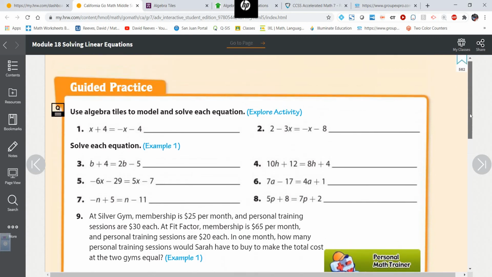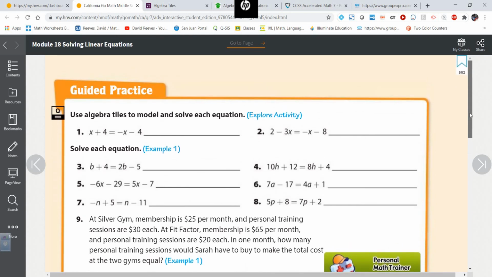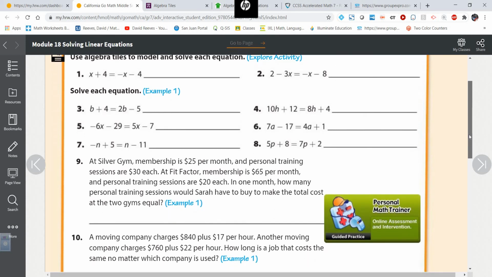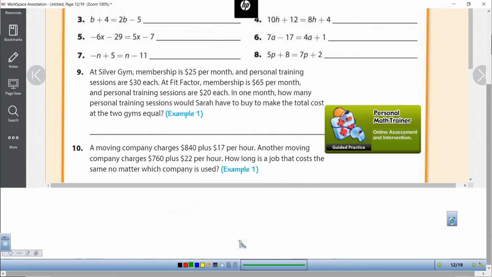All right, so let's do some problems. These are from the guided practice on page 562. Let's start with number 3 right here. I'm going to make some space at the bottom here. So I'm doing this problem right here. I'm going to rewrite it.